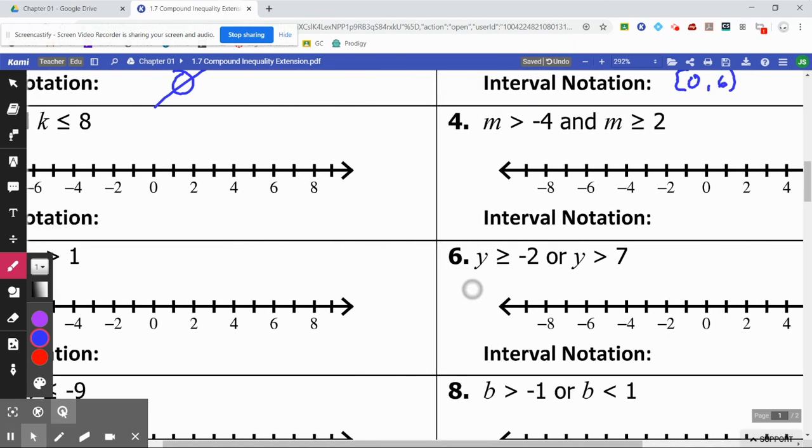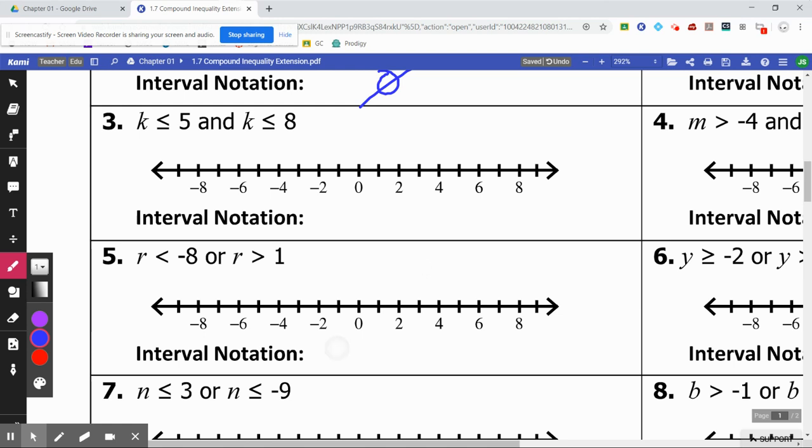Okay, number 3. Again, it's an and statement, so both must be true. We're looking for values that are less than or equal to 5. So let's find 5. It's right here. So less than or equal to 5, so that'd be any of these values. But it also has to be less than or equal to 8. Now let me use a different color here. So let me finish drawing this. So we're looking for values smaller than 5, but they also have to be smaller than 8.